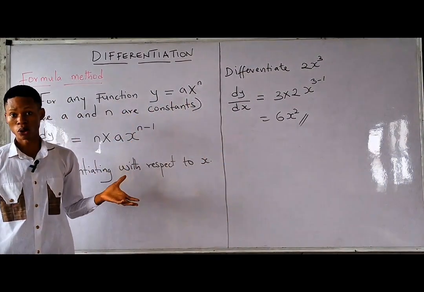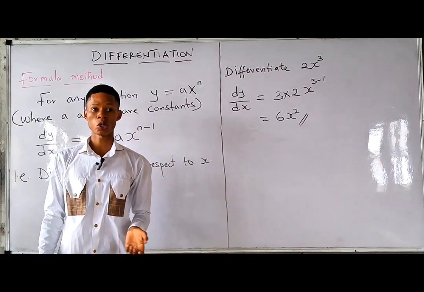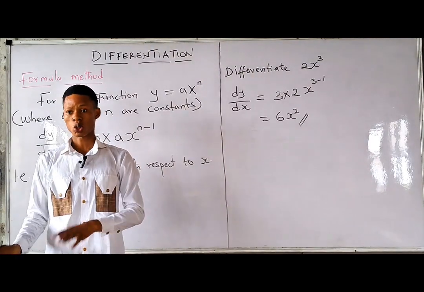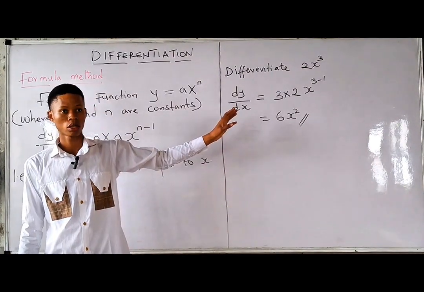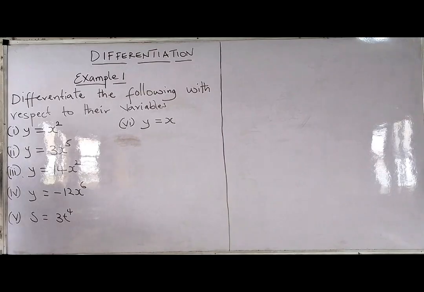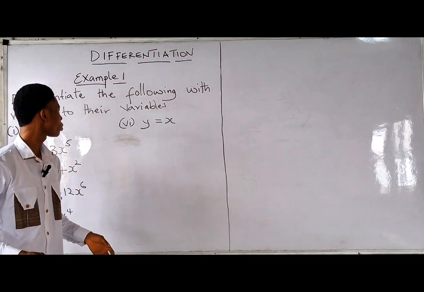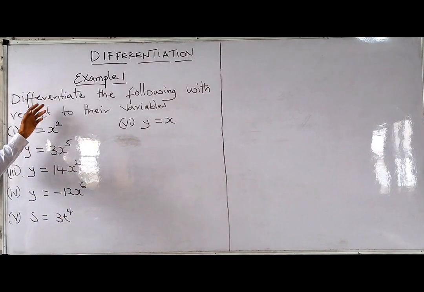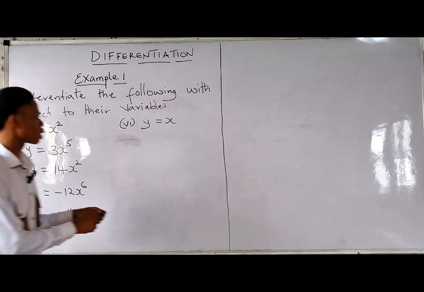That's the formula method. There are other ways you can solve this. You can use the first principle to solve, but we're starting with this. Any question on that before we start example solving it? Okay, let's solve this together. Example 1, differentiate the following with respect to their variables. Let me start with the first one.